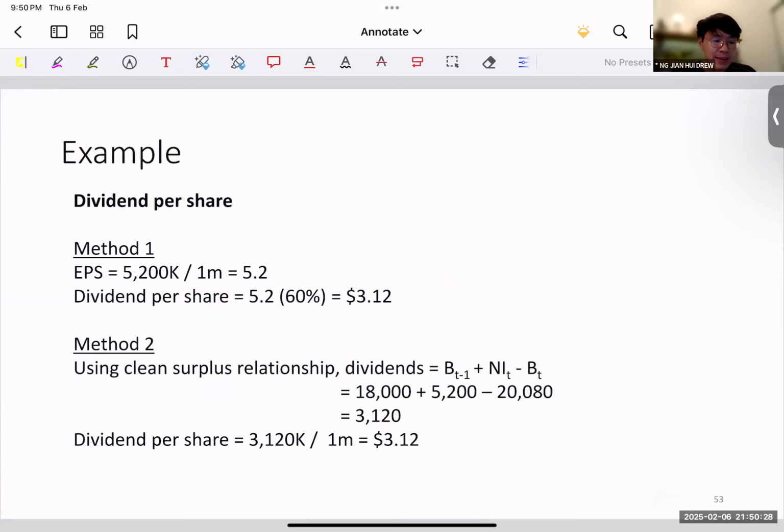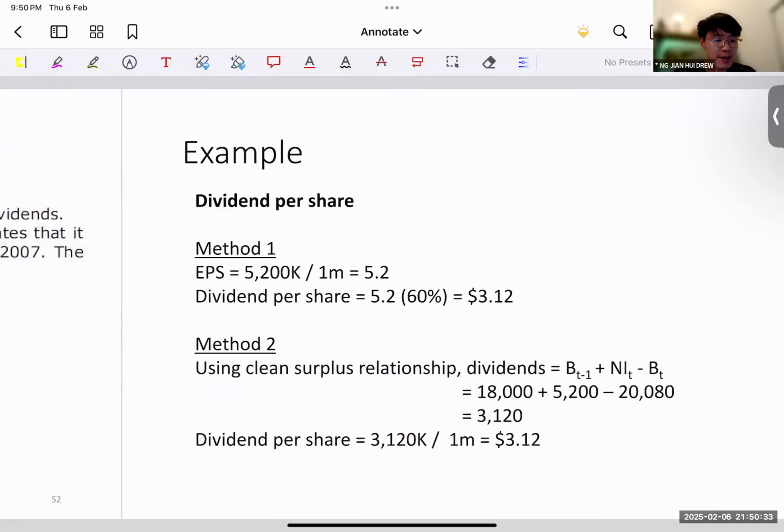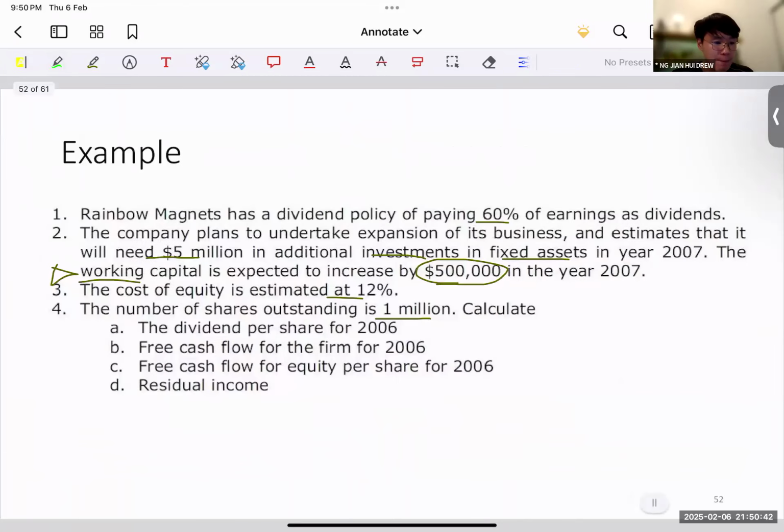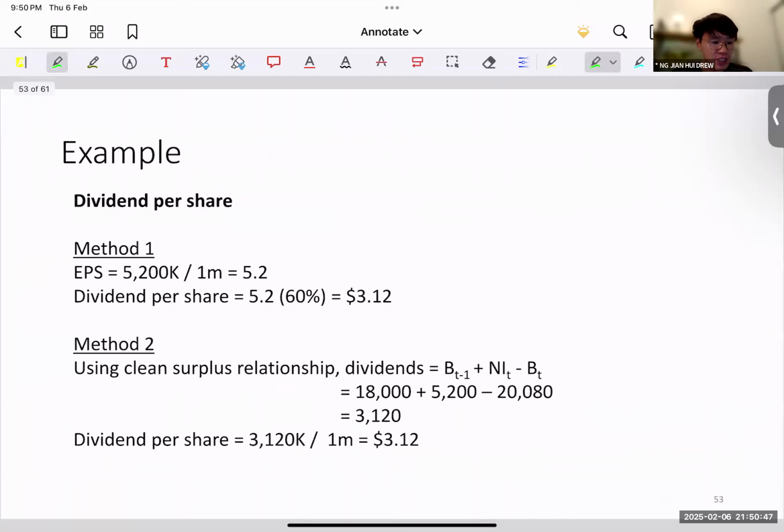Now, we get the earnings per share. So where do we find the earnings per share? So we calculate earnings per share. Let me just highlight this in this color. Our earnings is this, right? Net profit. And we know that we have 1 million shares outstanding. So we can find the earnings per share as given here. And then we know that there's a 60% dividend payout policy. So we take this earnings per share, multiply by 60%. This gives us our dividends per share of 3.12.